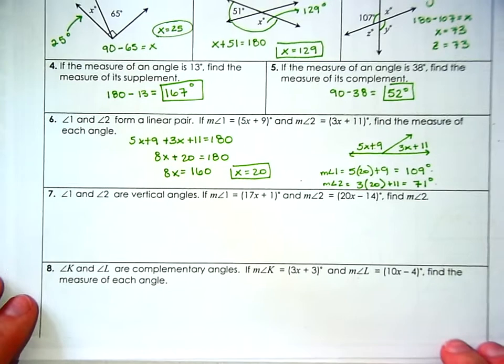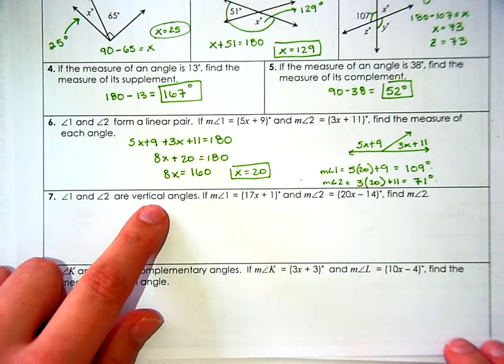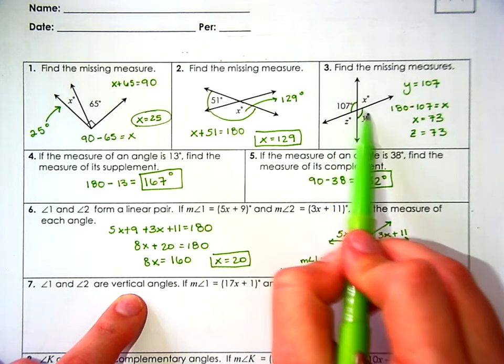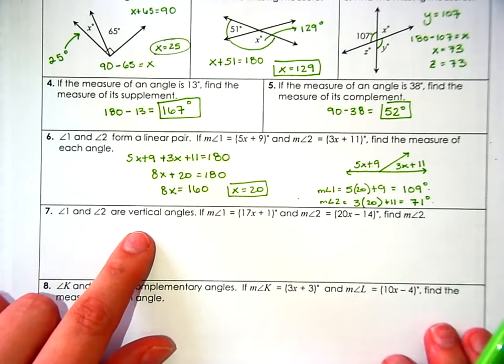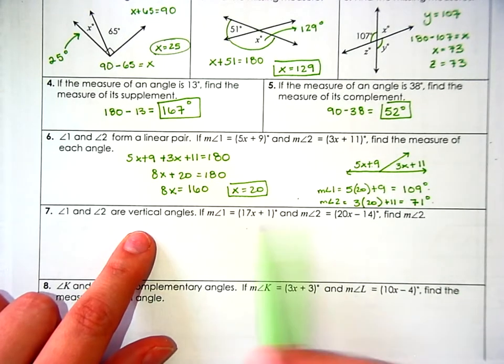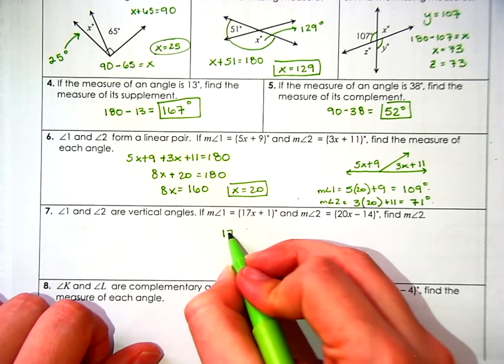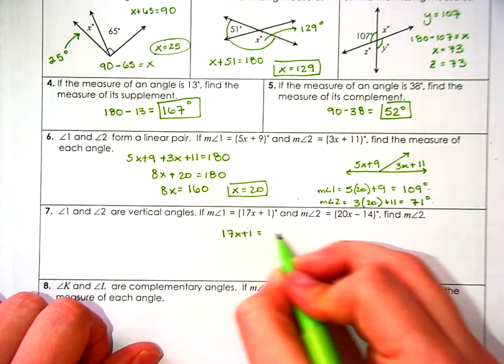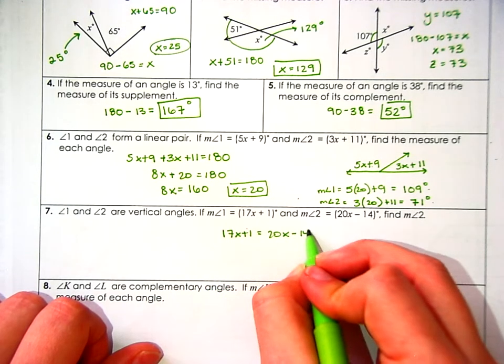Okay, next one, we have vertical angles. So vertical angles, remember, are like 107 and y. They're across from each other. They are equal. So I'm going to set these two angles equal to each other. 17x plus 1 equals 20x minus 14.